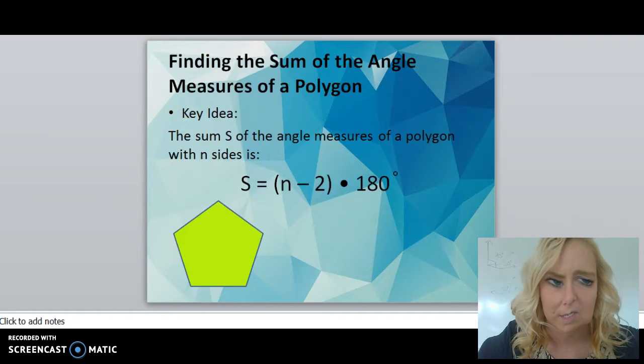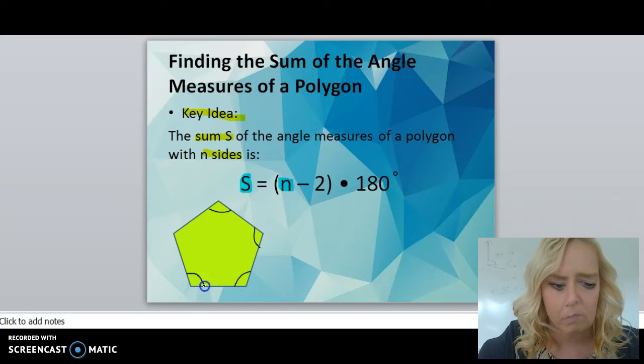So our key idea here is that the sum, or S, of the angle measures of a polygon with n sides. So S represents the sum, n represents the number of angles. So what we want to know is what do all of these angles on the polygon add up to. So we're going to use this formula to determine that.